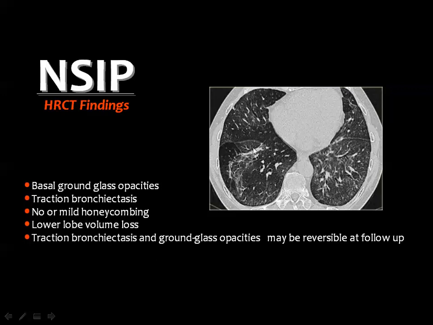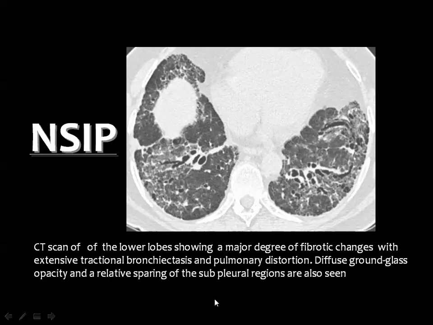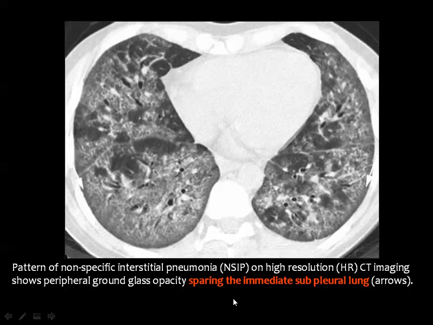You can see ground glass opacities, many interstitial opacities, and traction bronchiectasis, but the honeycombing is not a prominent feature. Here is another example of non-specific interstitial pneumonia, and you can see traction bronchiectasis, ground glass veiling, interstitial opacities, but almost no honeycombing. One of the important findings is that this disease particularly spares the immediate subpleural zone of the lung.